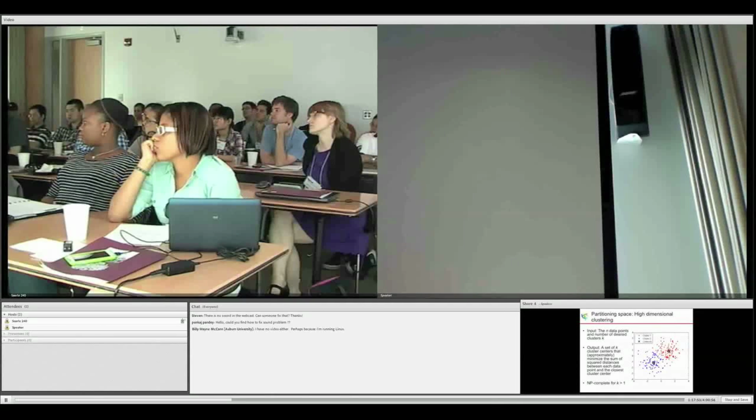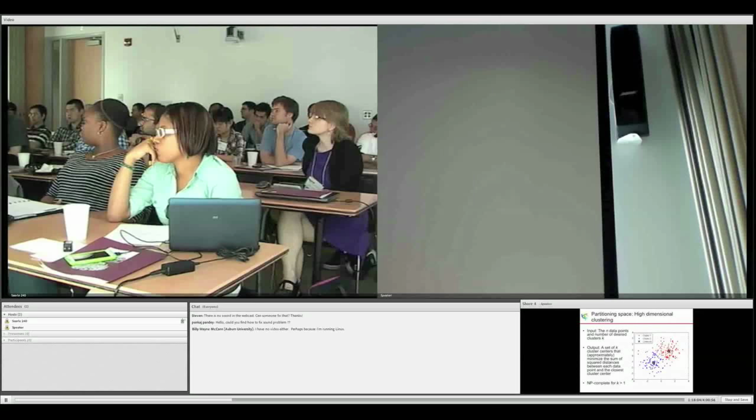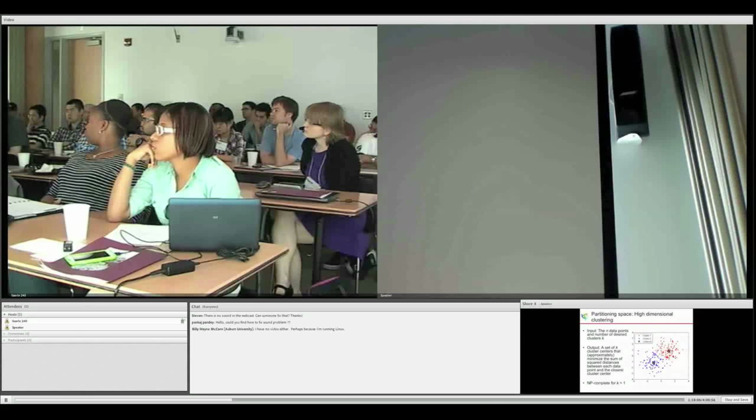The goal is to output a set of k cluster centers, such that if we assign each data point to its nearest cluster center, the sum of squared distances between points and their center is as small as possible. So this would be one possible objective function. There are lots of different objective functions for clustering, but this is a very common one.